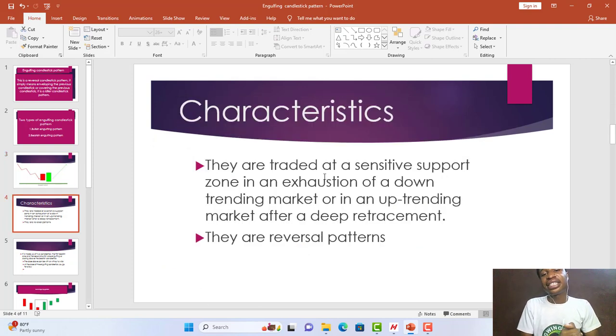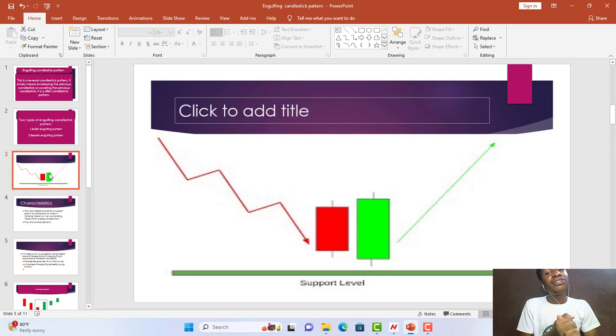They are traded at a sensitive support zone in the exhaustion of a downtrending market. Just like this: when that downtrending market is getting exhausted at the support zone, you see the bearish candle first, then the next one is an engulfing candlestick closing above it, and you can hit for a buy. You don't need any other confirmation. I don't care what is being said outside, but you do not need any confirmation provided you've gotten your parameters right.